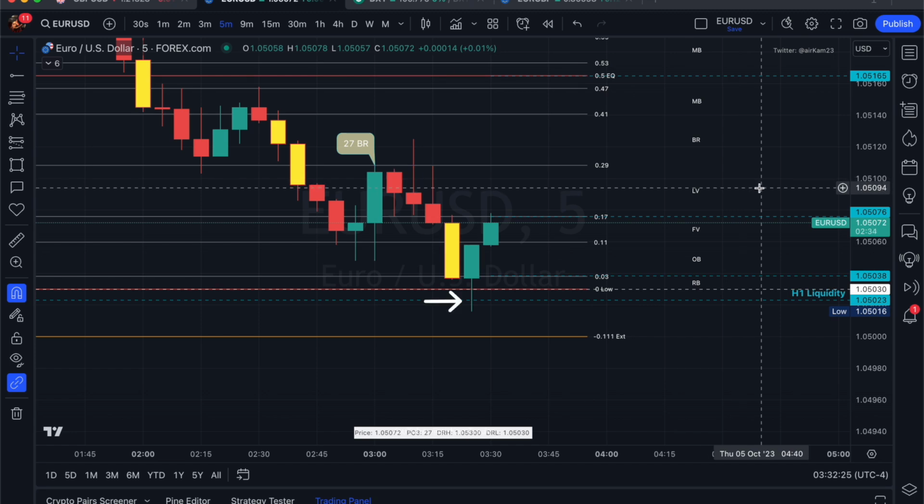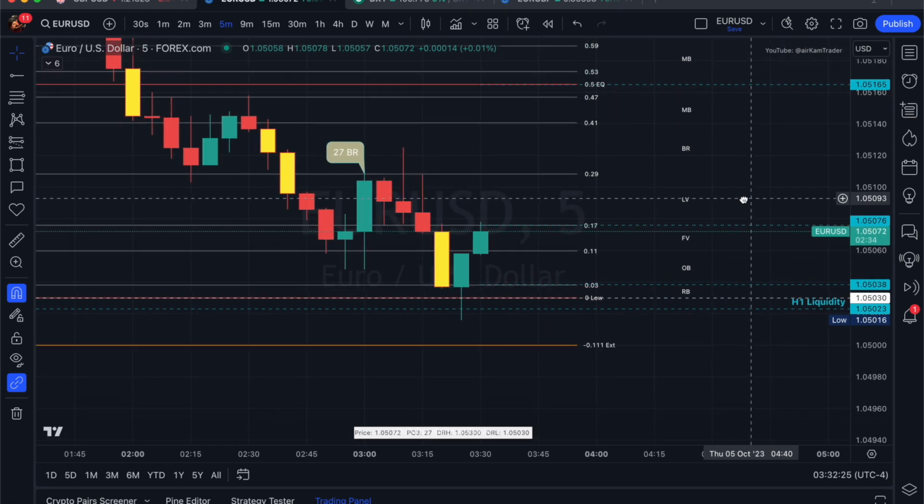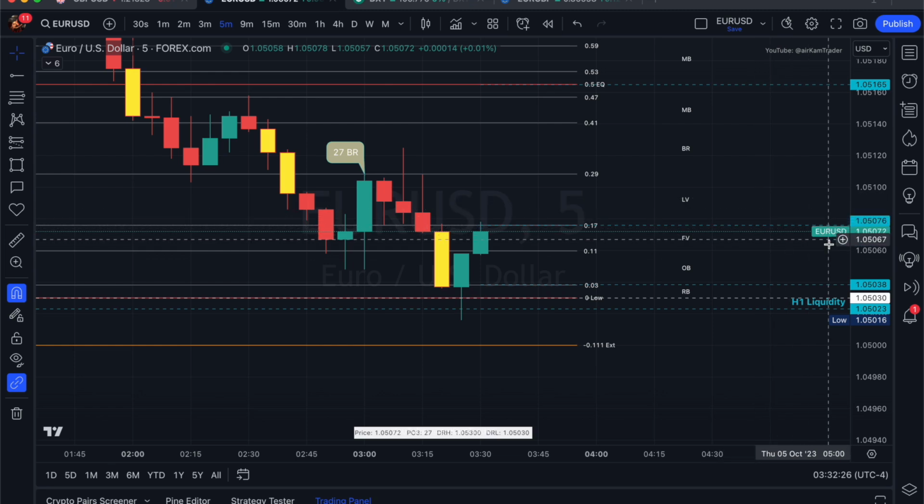Down the bottom, you'll see that we have swept H1 liquidity. It's always important to mark your liquidity, because sometimes when you're zoomed in on these 5-minute candles, it's very difficult to see whether we've swept liquidity or not. So 2 conditions are already taking place. We are sensitive to the 27 level and we've swept liquidity.